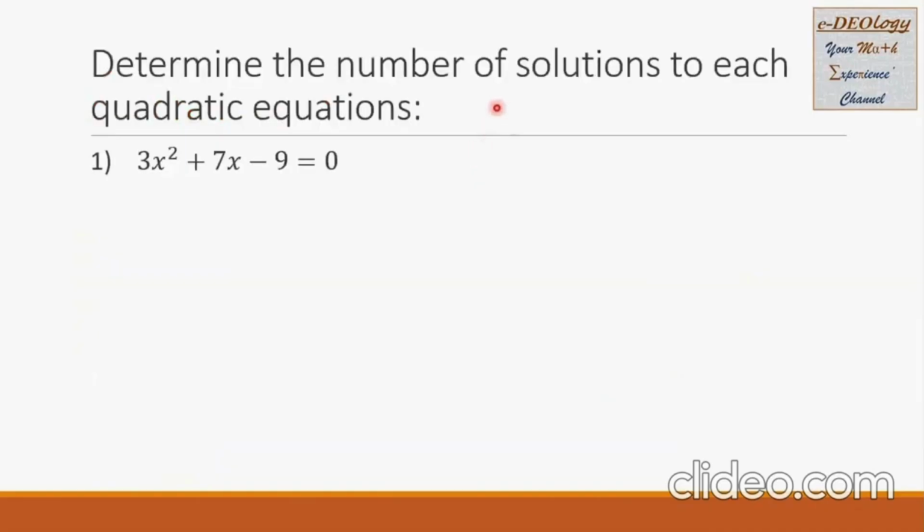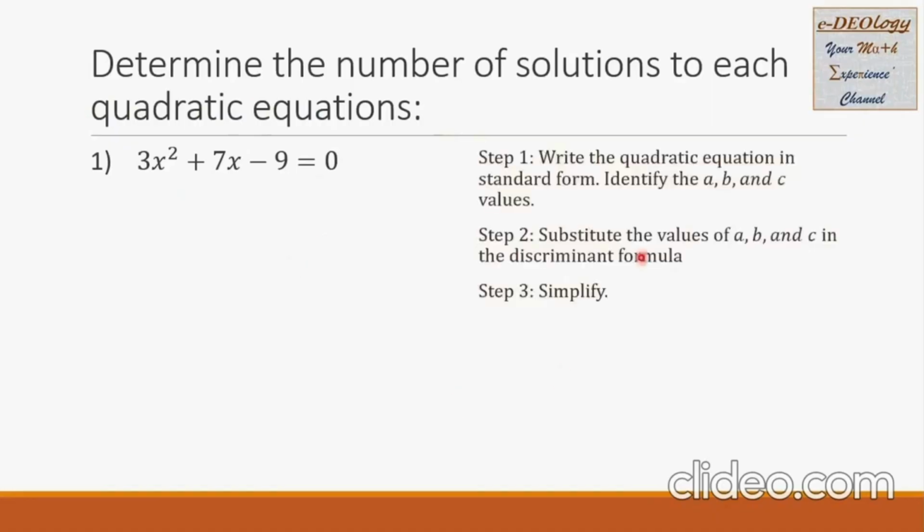Let us determine the number of solutions to each quadratic equation. This is the first one. 3x squared plus 7x minus 9 equals 0. We're going to follow these three steps. First, let us write the quadratic equation in standard form. We can see here that the problem is already in standard form. Then we will identify the a, b, and c values.